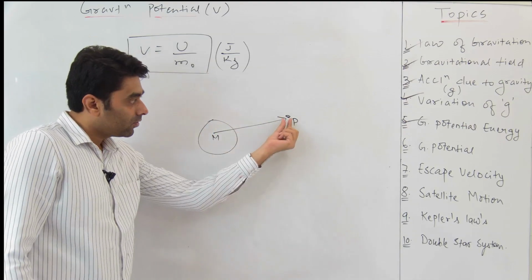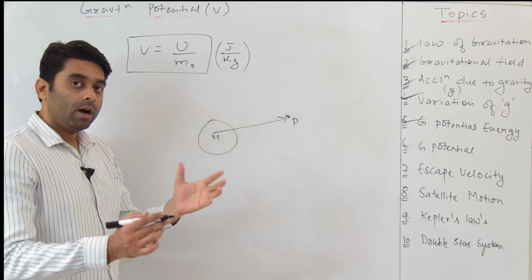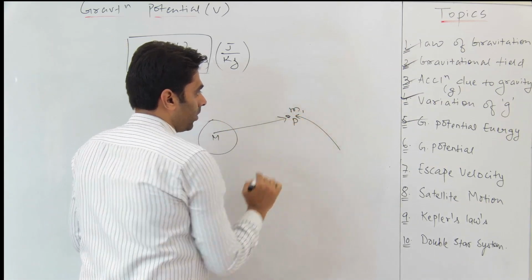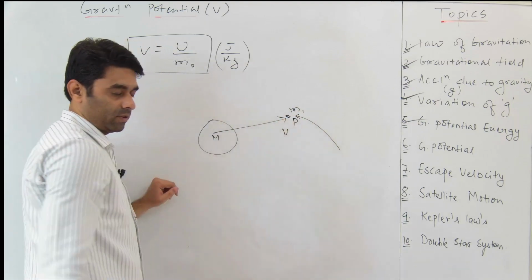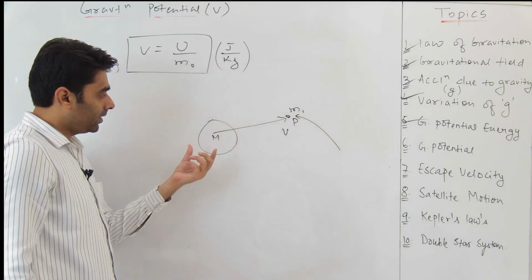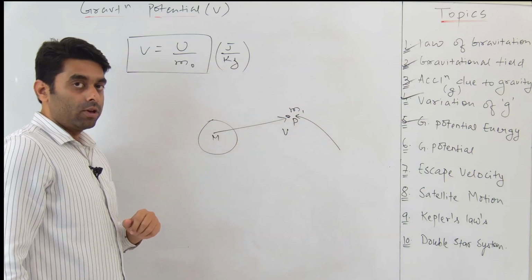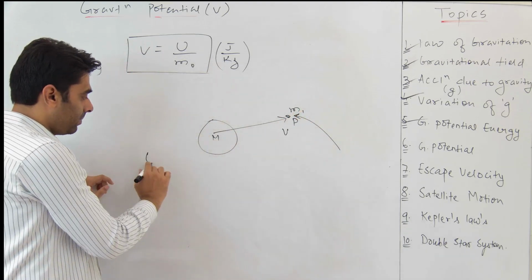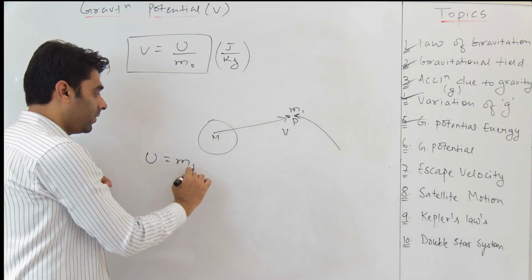Whatever is the potential energy of unit mass placed at this point, that is its potential. Now let's say that over here some mass m1 is brought, and the potential of this point is V. So if a mass m1 is brought over here, the potential energy of mass m1 can be written as U, which will be mass into the potential, so m1 into V.